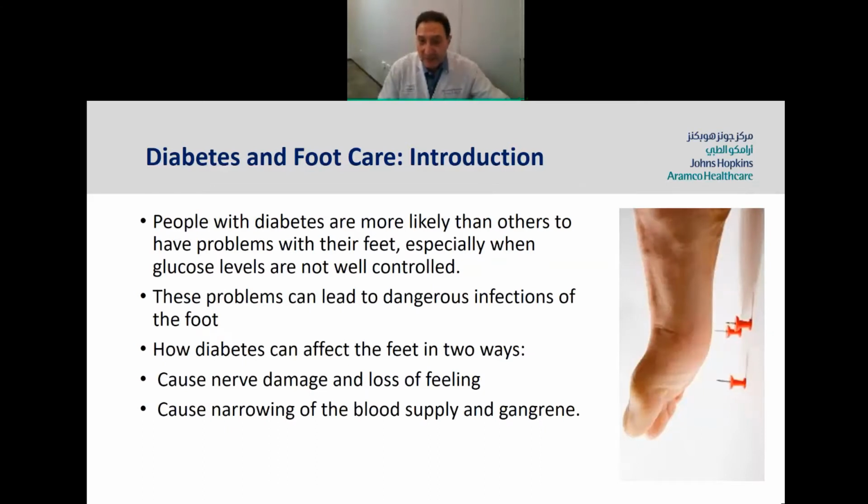People with diabetes are more likely than others to have problems with their feet, especially when glucose levels are not well controlled. These problems can lead to dangerous infections of the foot. Diabetes can affect the foot in two ways: it can cause nerve damage and loss of feeling, and it can cause narrowing of the blood supply and gangrene.